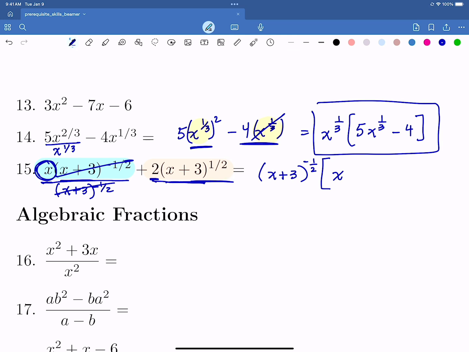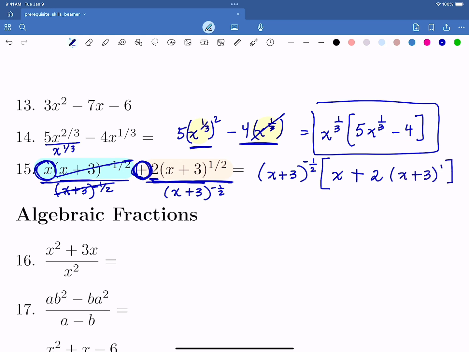This one's a little trickier. This next term, we're factoring out x plus 3 to the negative 1/2, so I'm dividing by x plus 3 to the negative 1/2. When I divide, I'm subtracting my exponents. The bases match, subtracting the exponents. 1/2 subtract negative 1/2. There's a double negative there. 1/2 minus negative 1/2 is 1/2 plus 1/2 is 1. Okay, so we have this plus right here. The 2 remains, and then I have x plus 3 to the power 1.